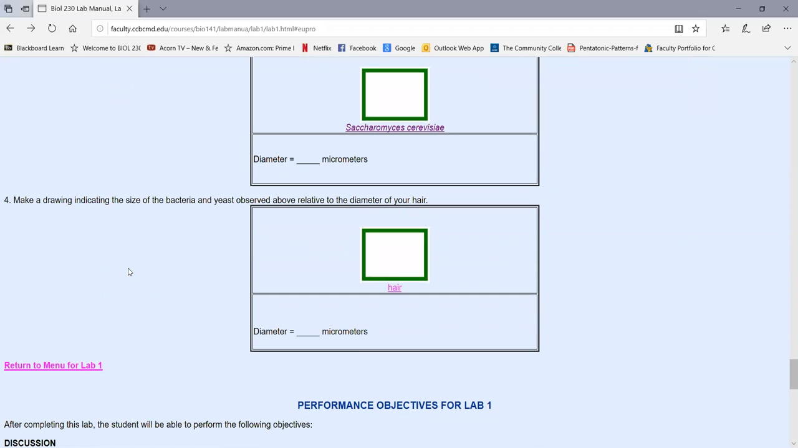And finally, if you get to the hair, make a drawing of your hair and measure the diameter in micrometers. Here's what your hair actually looks like under oil immersion. See how huge that is. And in fact, this is about the size of a coccus-shaped bacterium were it to be sitting on your hair.